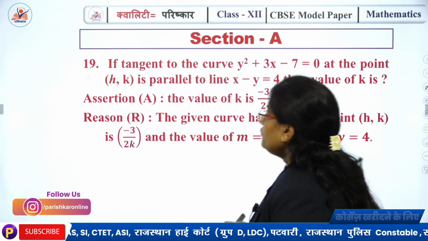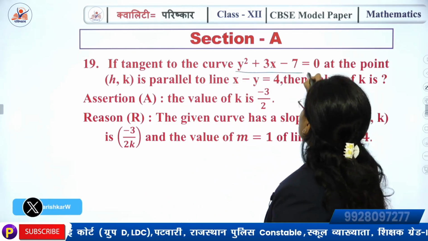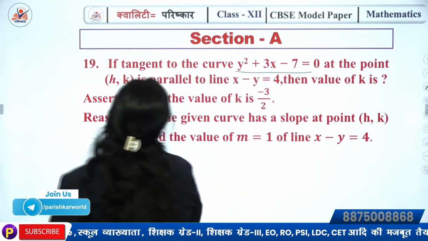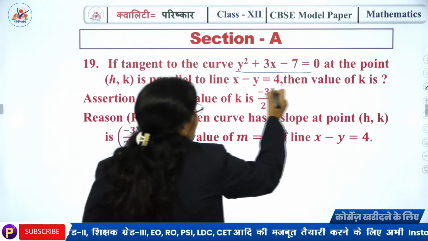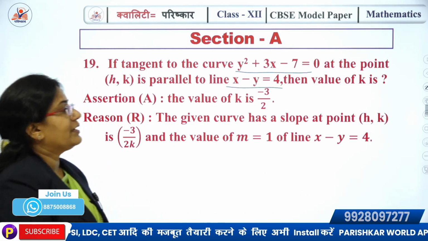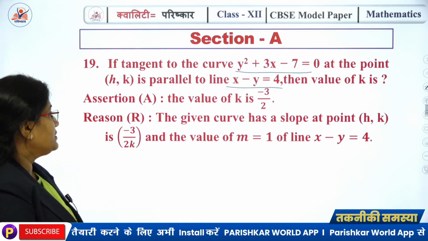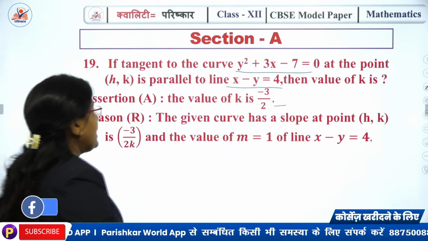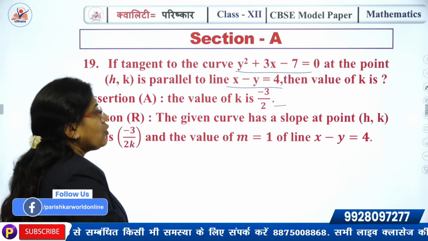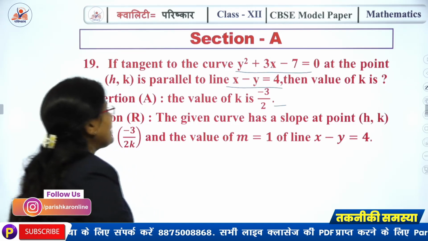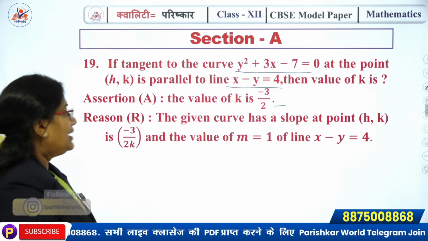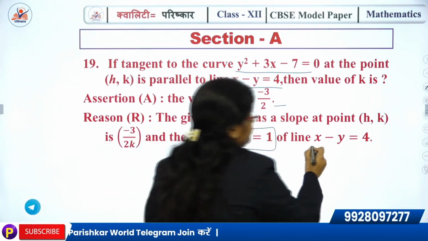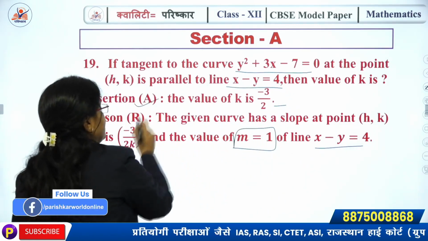If the tangent to the curve y square plus 3x minus 7 equal to 0 at the point (h, k) is parallel to the line x minus y equal to 4, then the value of k is. Assertion says that the value of k is minus 3 upon 2, and the reason R says the given curve has a slope at point (h, k) of minus 3 upon 2k, and the value of m equal to 1, that is the slope of the line x minus y equal to 4. This is the assertion and this is the reason.